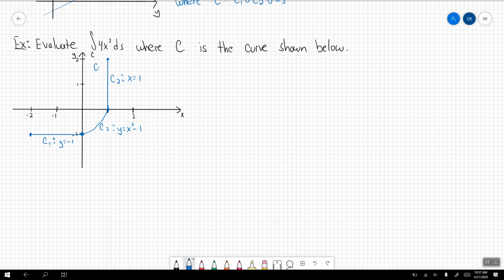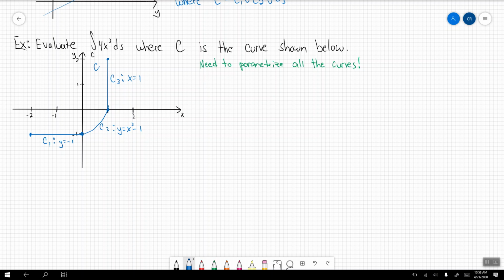In this type of problem, you can expect to see this type of problem on your next exam, where I will give you some type of integral that I want you to evaluate, and then you're going to have to figure out what are the parametrizations that we need for this curve. All right, so that's the first thing that we need: we need to parametrize all the curves. So that's exactly what we're going to do.